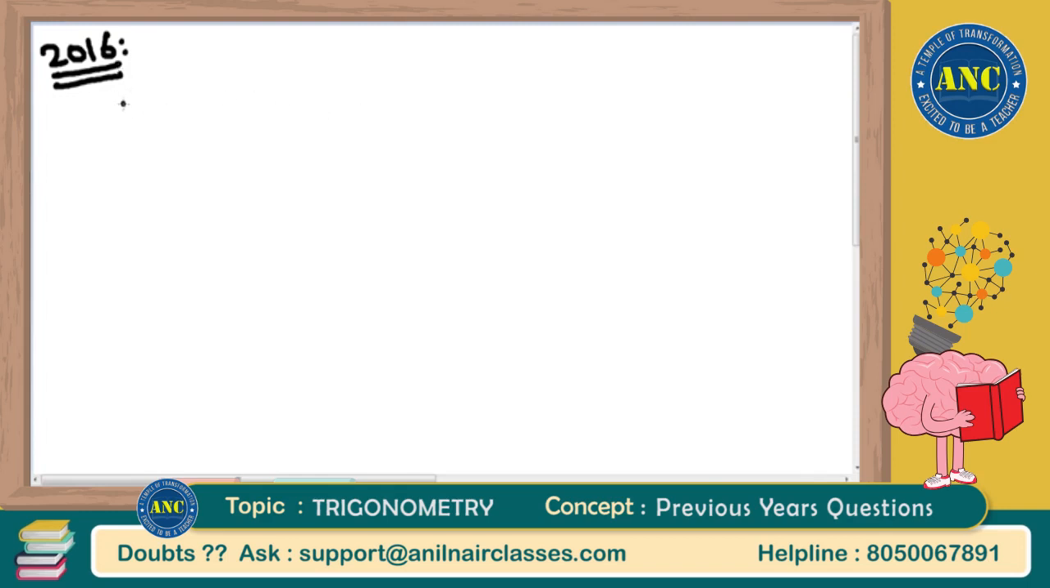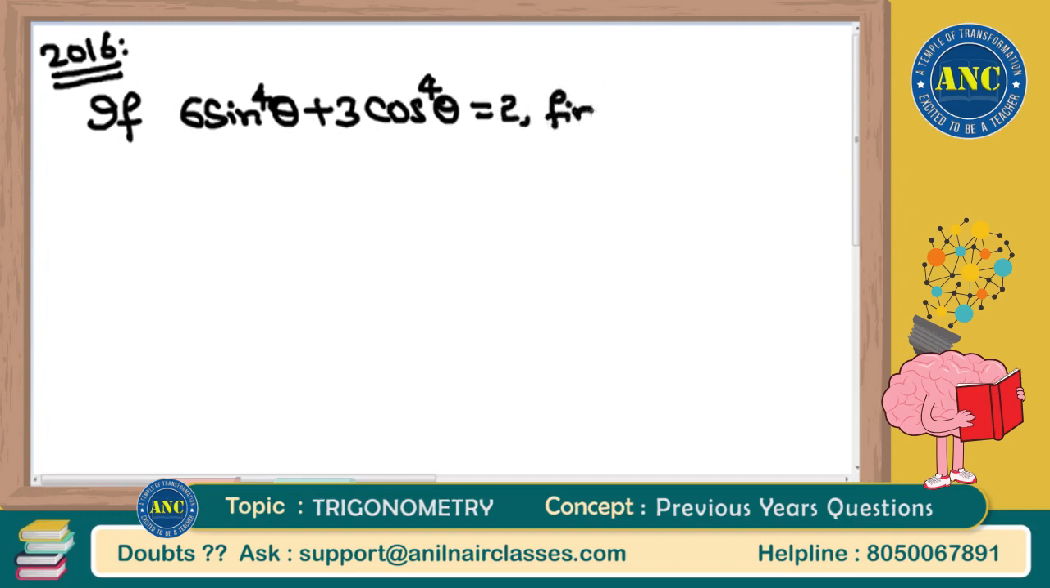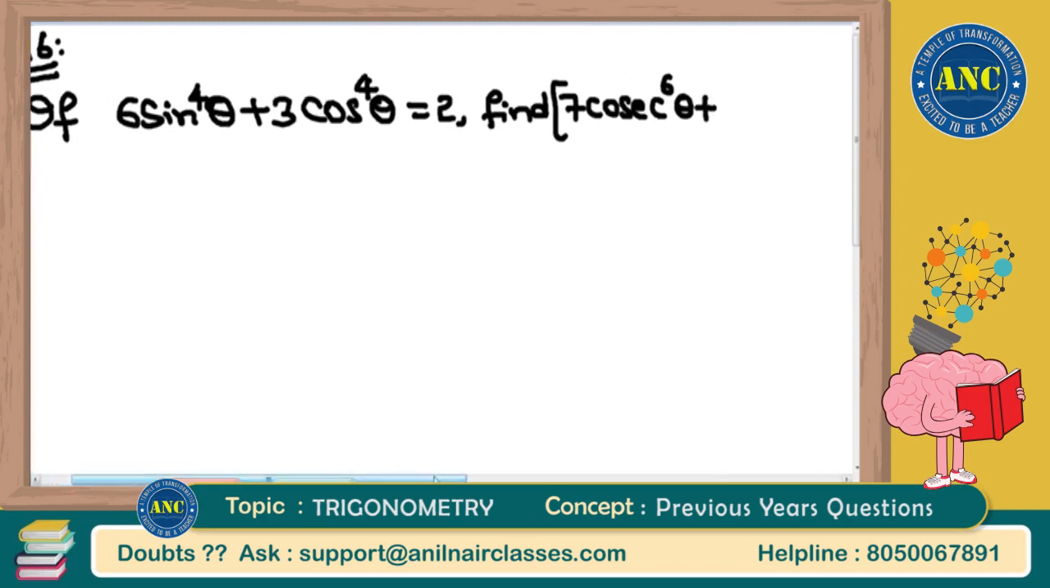Now see here, the question is: if 6 sin theta whole to the power of 4 plus 3 cos theta whole to the power of 4, this value is given as 2. Your question is to find the value of 7 cosecant theta to the power of 6 plus 8 secant theta to the power of 6, whole to the power of 1 by 3. That means I need to find the cube root of that particular value.